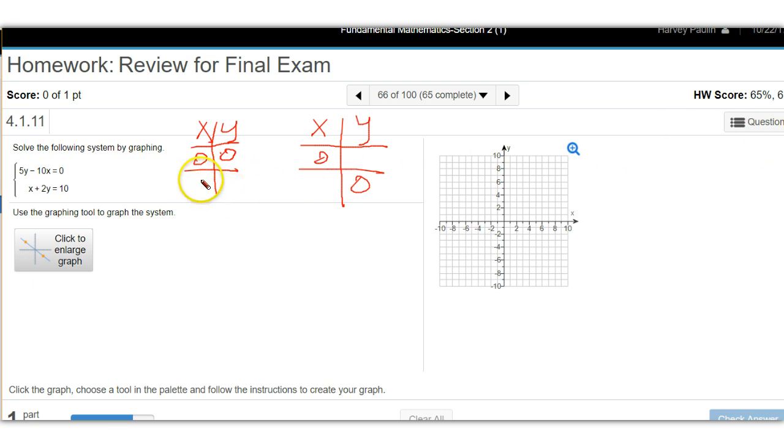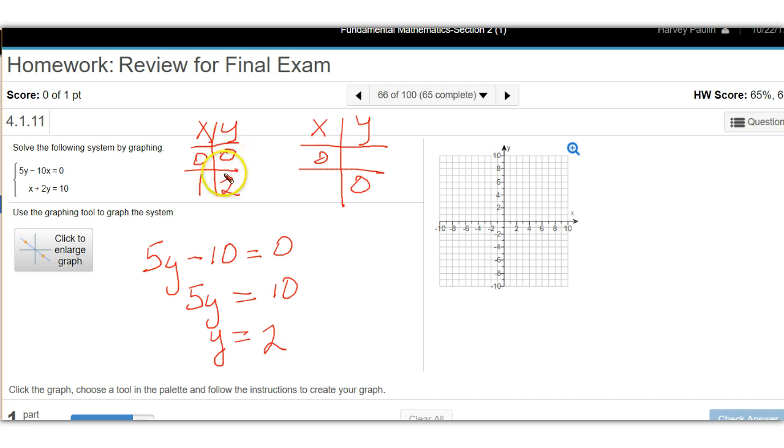So let's put a 1 here for the x. So this would be 5y. A negative 10 times 1 is a negative 10 equals 0. We have now 5y. We bring our negative 10 over as a positive 10. And we get here that y is going to be 2. So we have this set here.